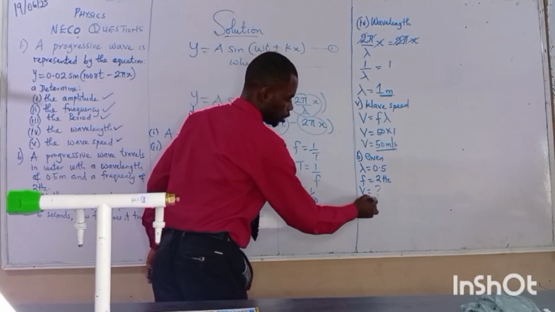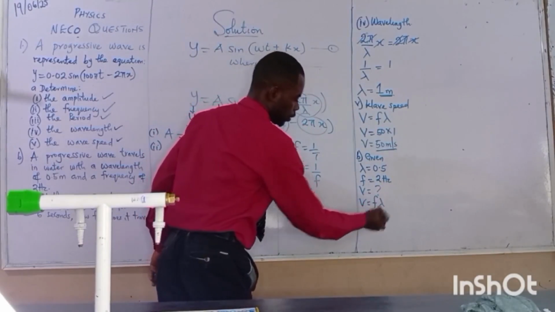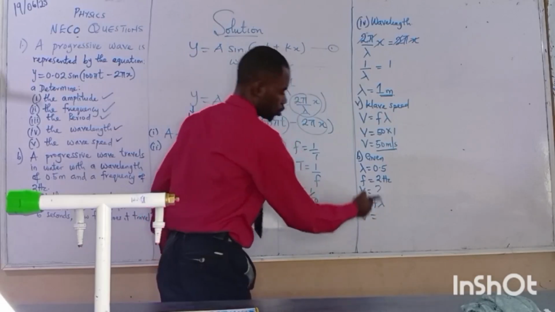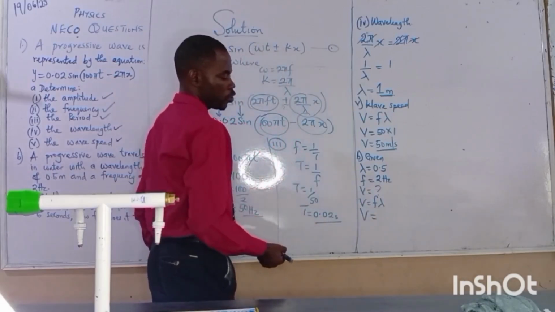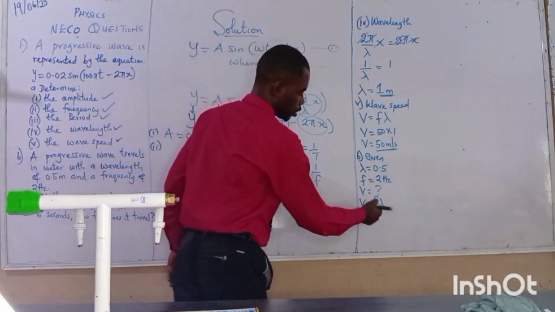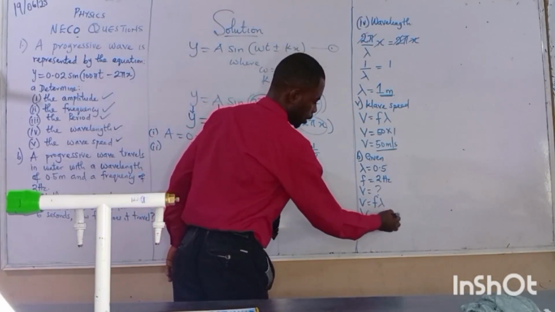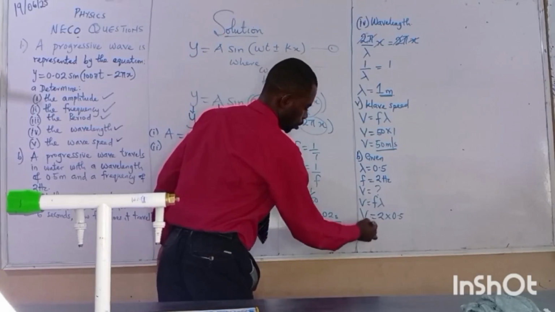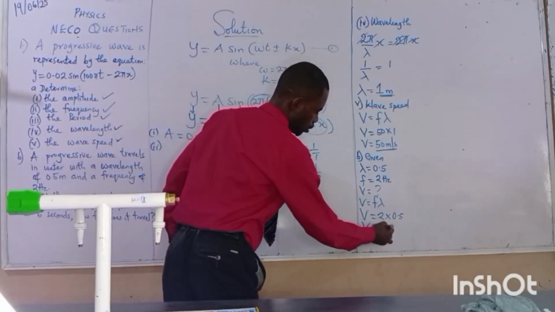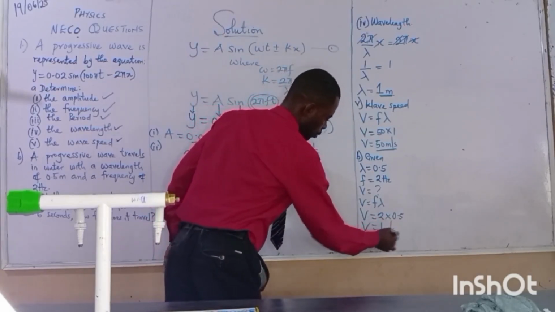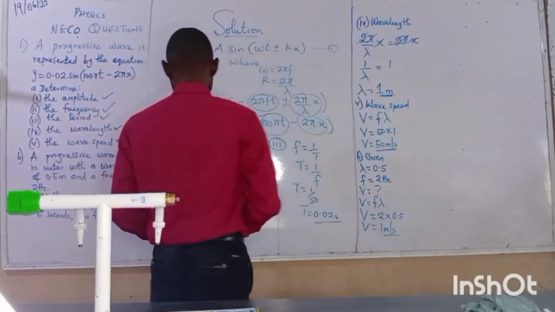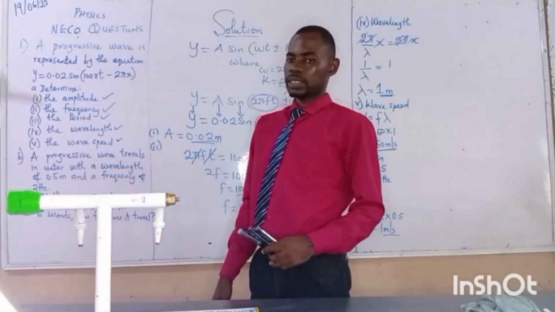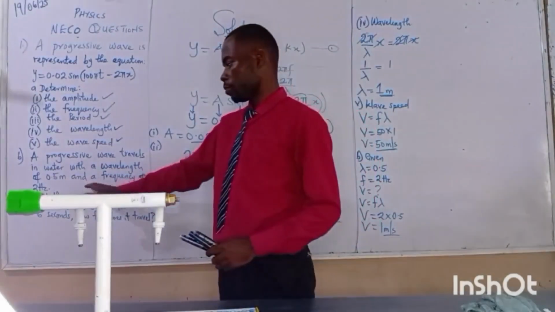Which means that V equals F lambda. V equals F lambda. V equals 2 times 0.5. So V equals 1 meter per second. And that's how we answer the question we have here.